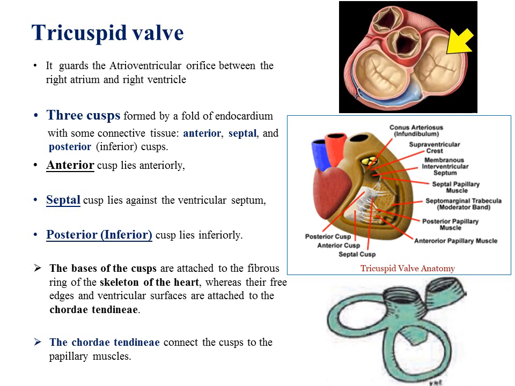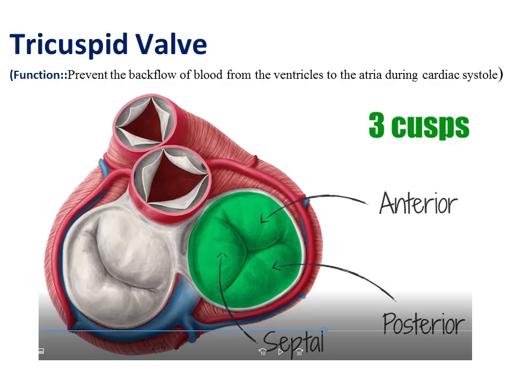The bases of the cusps are attached to the fibrous ring of the skeleton of the heart, whereas their free ends and ventricular surfaces are attached to the chordae tendineae. The chordae tendineae are fibrous structures that connect the cusps to the papillary muscles according to their anatomical location. Look at this nice diagrammatic representation of the tricuspid valve.